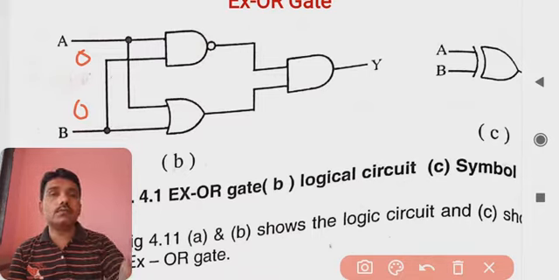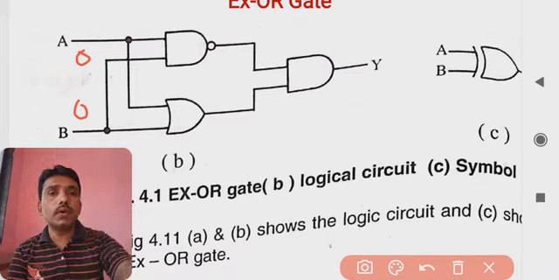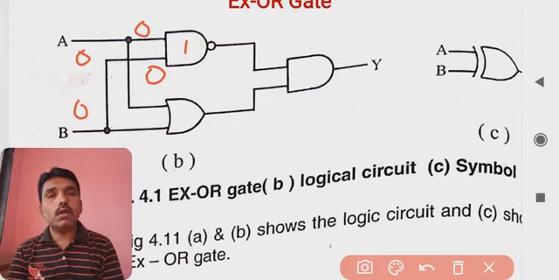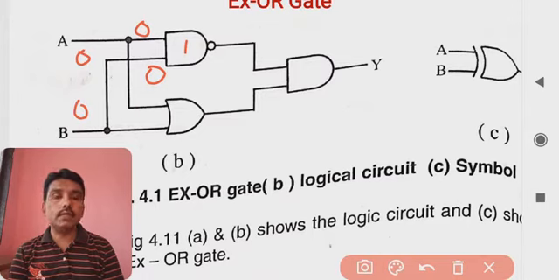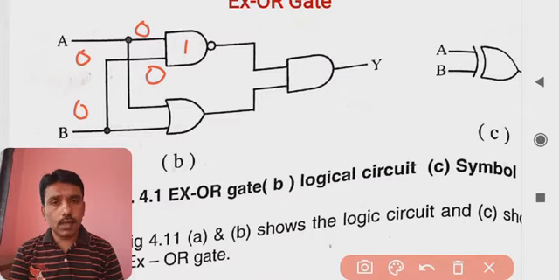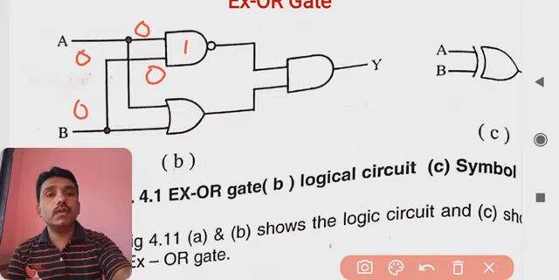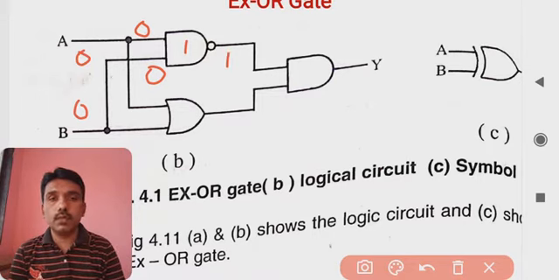Now look, B is also connected to one input of this NAND gate. That means this first NAND gate is getting the input 0 0. According to our NAND gate truth table, what is the logic for the NAND gate? It is completely opposite to the AND gate. What is the logic for the AND gate? When all the inputs are high, the output is high. So the NAND gate is the reverse: only when all the inputs are high is the output 0. And here with 0 0, the NAND gate will definitely give us an output of 1.